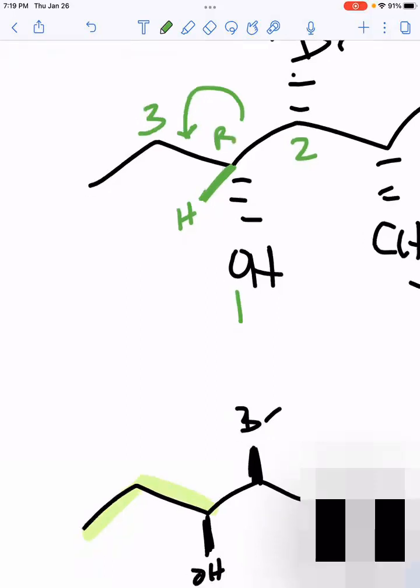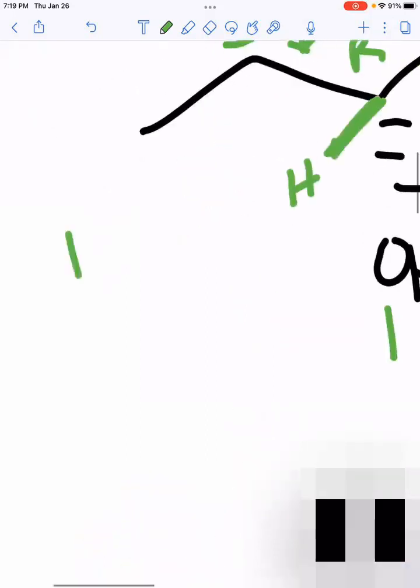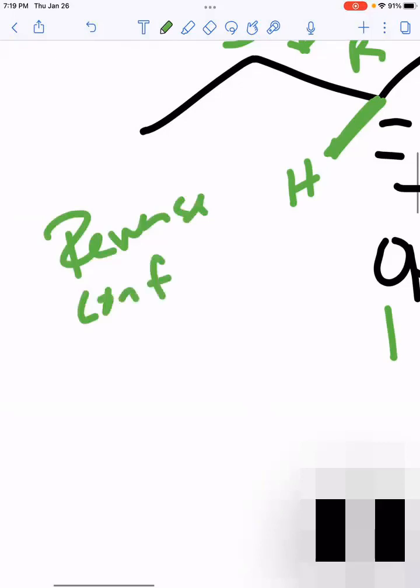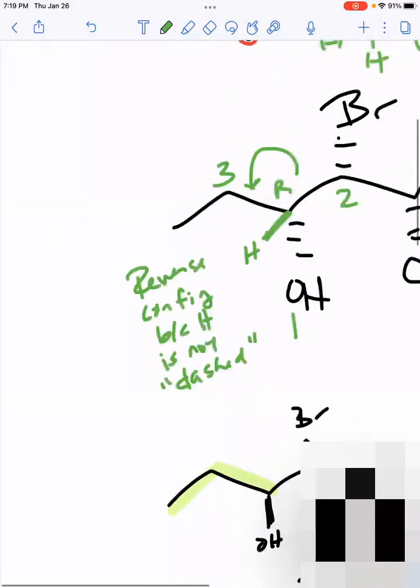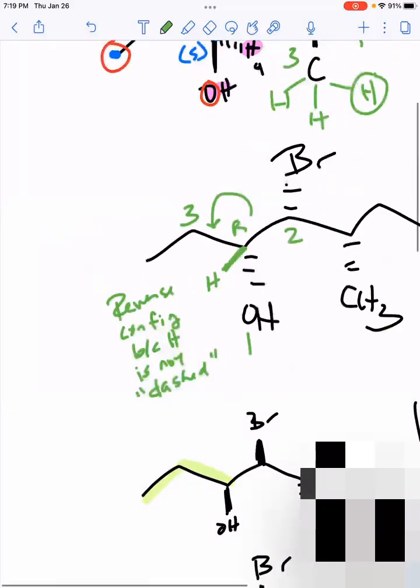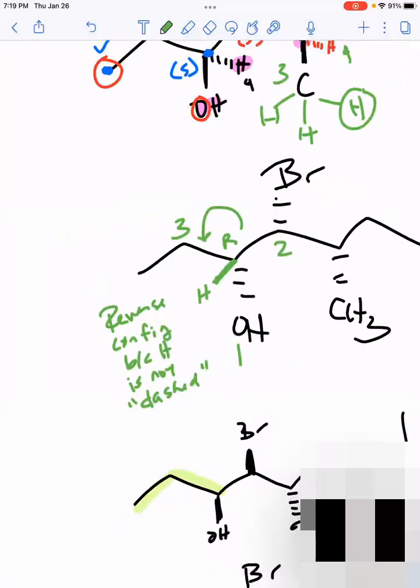Right. We have to reverse it because the hydrogen is not dashed. In other words, the hydrogen is not pointed back into the page. Anybody not following that?